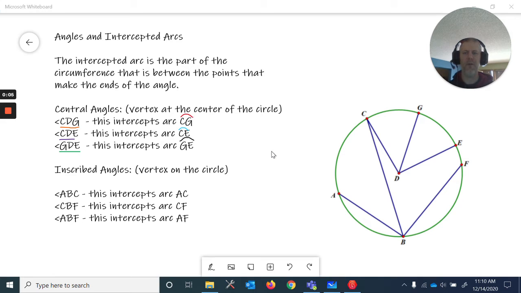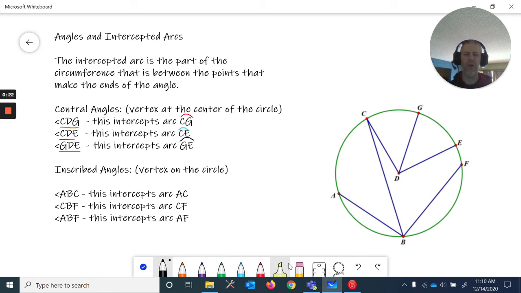This video is going to be about different types of angles and the intercepted arcs that they make in a circle. We've already learned about inscribed and central angles a little bit, about where their vertices are. Just as a reminder, let's talk about the intercepted arc. An intercepted arc is a part of the circumference that's between the points that make the ends of the angle. Let's look at an example, and that'll make things more clear.